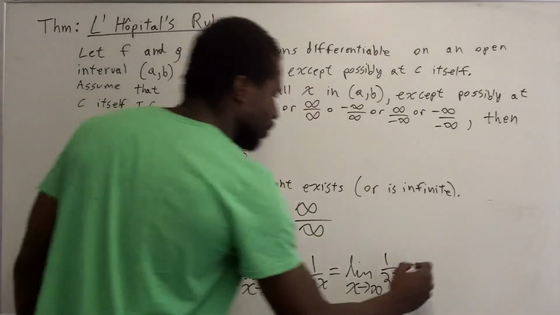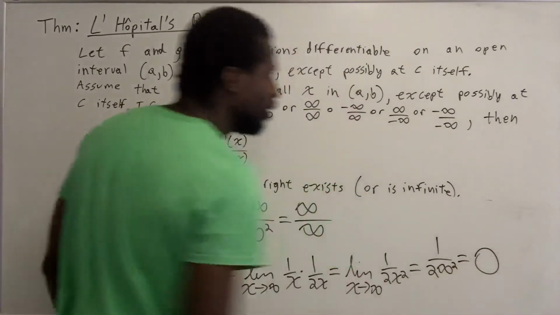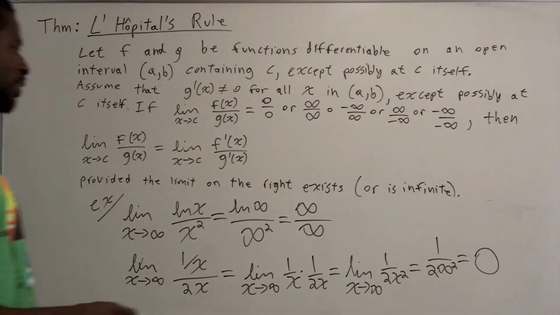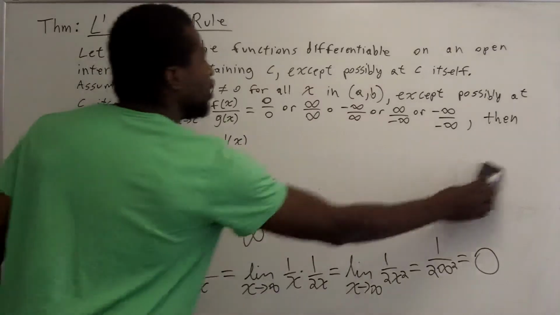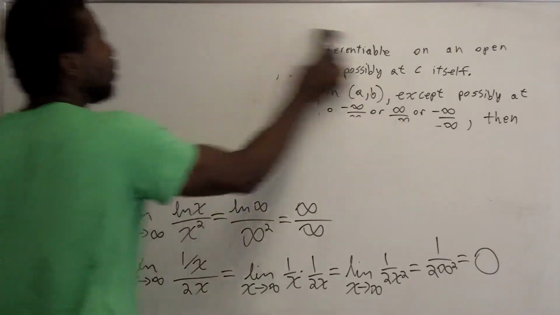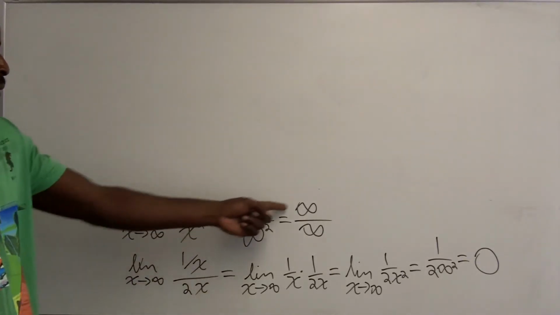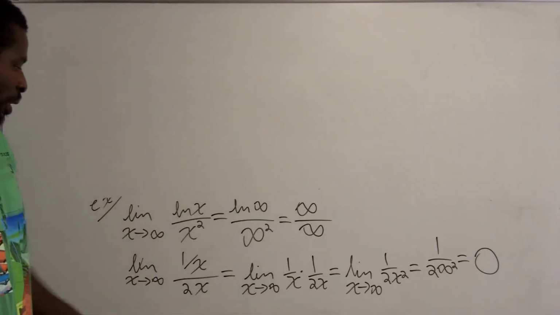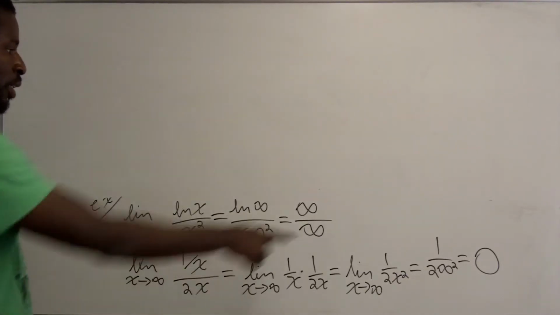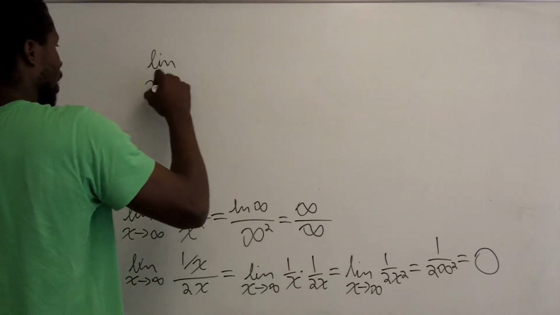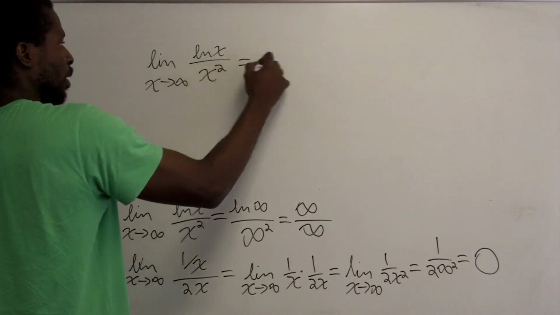And that is equal to 1 over 2 times infinity squared, which is 0. So this limit is equal to 0, which means that the original limit, the one I'm asked to find, is actually also equal to 0. So from L'Hopital's rule, since this is the indeterminate form infinity over infinity, I can take the derivative of the numerator and the denominator and take the limit, and it should equal the same number. So the limit as x approaches infinity of the natural log of x over x squared is equal to 0.